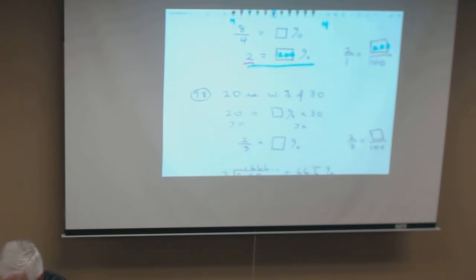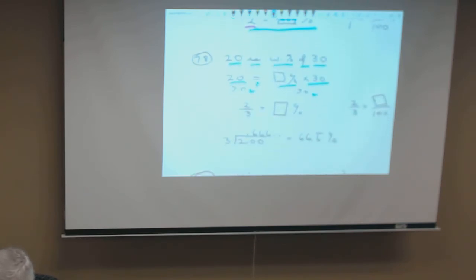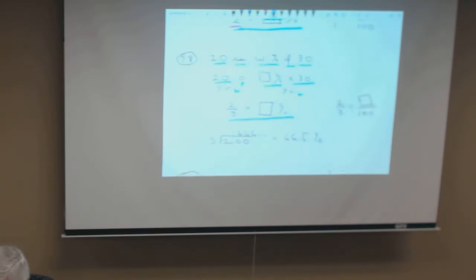Number 78. 20 is what percent of 30? 20 is what percent of 30? I put down 20 is equals what percent? Empty box with a percent sign. Of means times. Have you got that fixed in your head yet? Is equals, of is times. So I divide by 30 and divide by 30, and I end up with 20 over 30. 2/3 equals empty box percent. 2/3 equals what over 100?